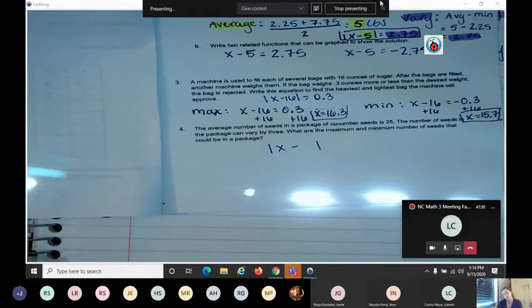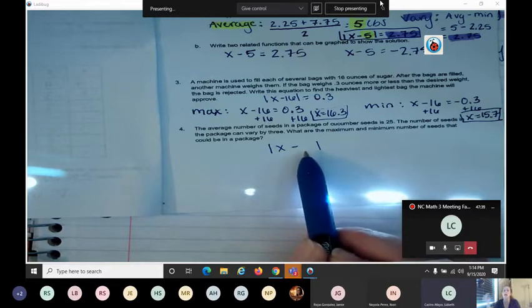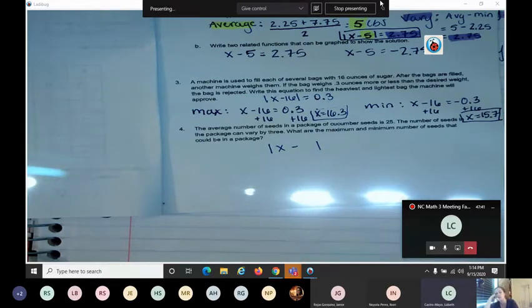Lisbeth? Yeah. So what number should I subtract from x? What number is the average number of seeds? Lisbeth, I'm asking you to answer the question. Do you know?